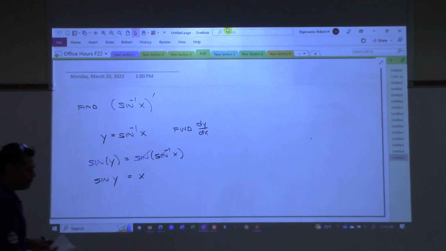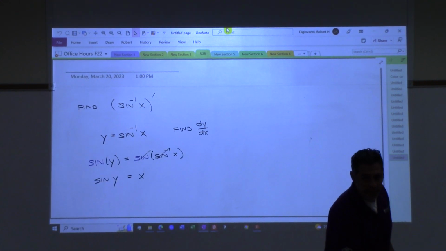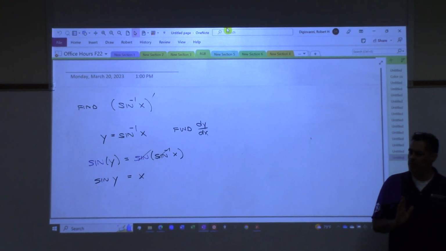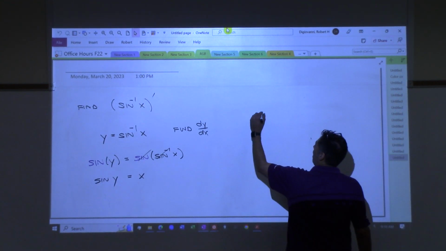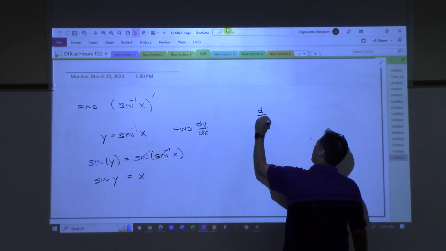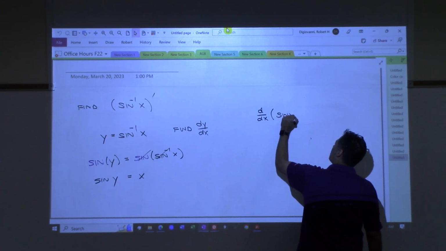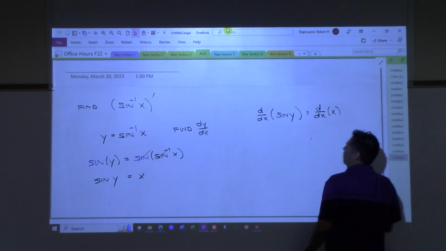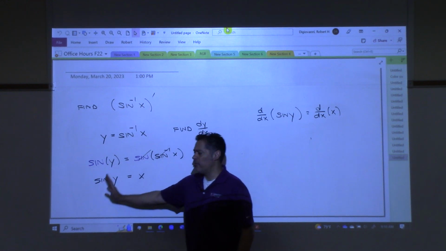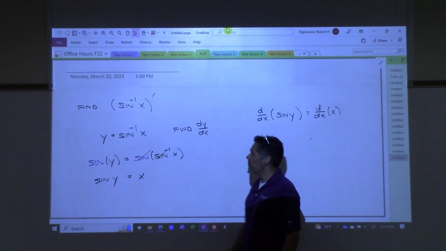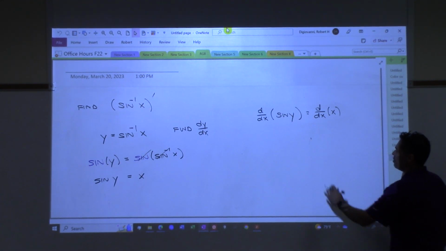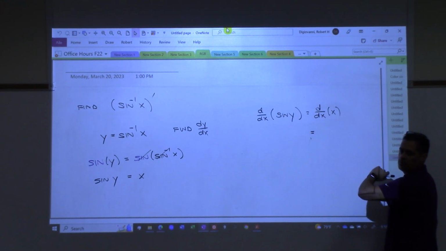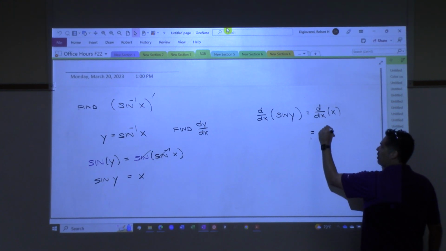So at this point, I actually do know what the derivative of sine is, don't I? Sine, not inverse sine, but sine I do know the derivative. So I'm going to take that equation, and I'm going to take the derivative with respect to x on both sides. So what I'm doing here is implicit differentiation. Let's do the right side first. What's the derivative with respect to x of x? 1, right? This is 1.